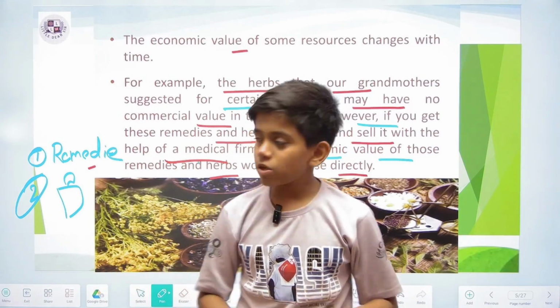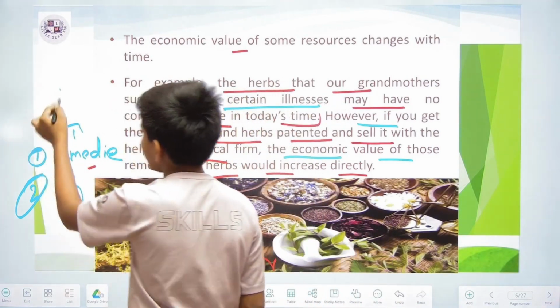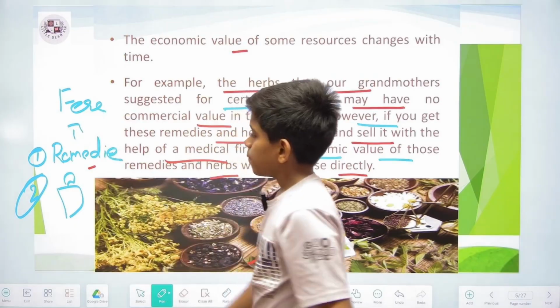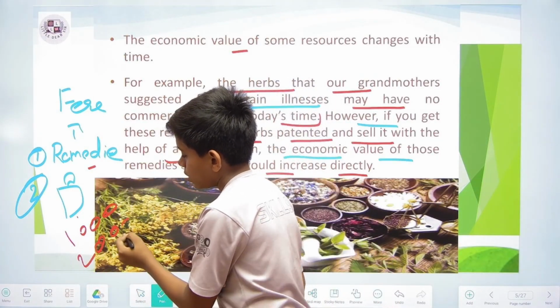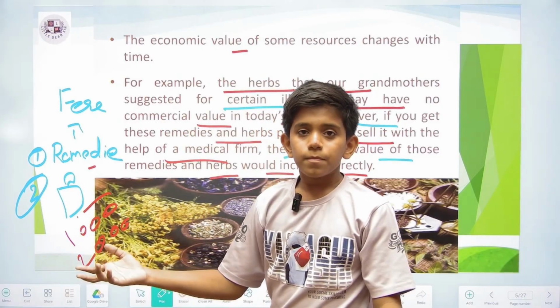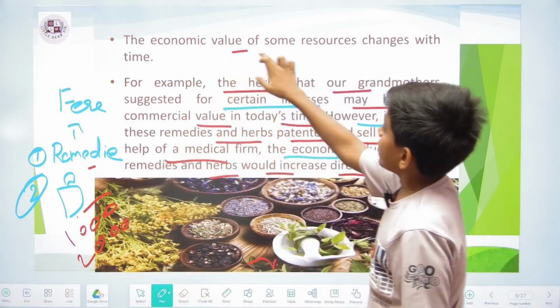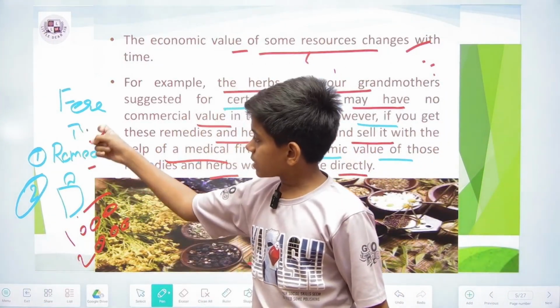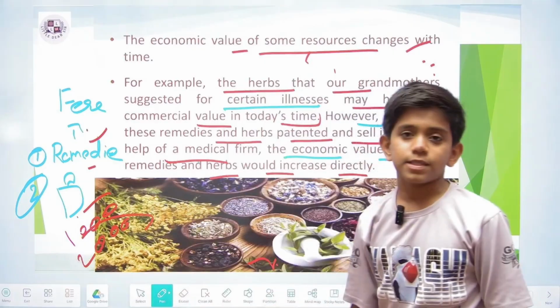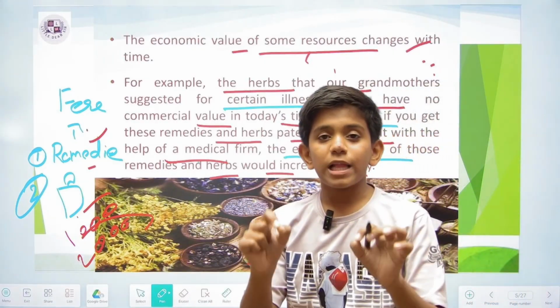It has much economic value. This one is for free, but that one costs 1,000 rupees, 2,000 rupees. You would prefer this because it has the economic value, and the economic value of a resource changes with time. First it was free, now it is 2,000 rupees. The resource value changes.